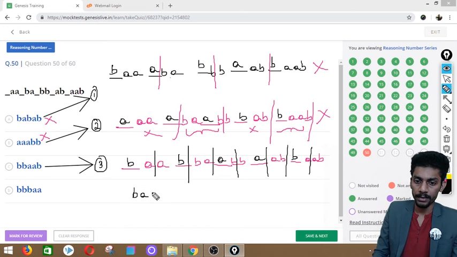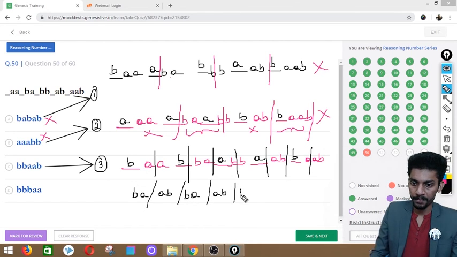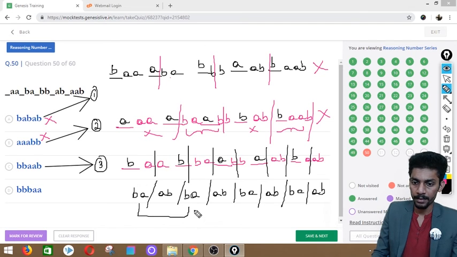These first two terms are together. Then you have AB together. Then BA together. Then AB again together. Then BA together. Then AB together. Again BA, last AB. See the pattern followed? BA, BA, even BA here, BA. Even here AB, AB, AB and AB at the last.